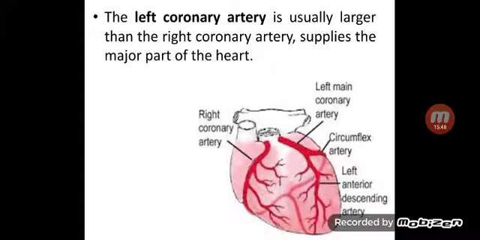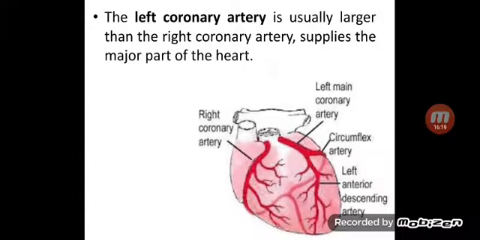The left coronary artery. The left coronary artery is larger than the right coronary artery. It is larger and supplies the major part of the heart, the major part of the left atrium, the left ventricle, and even the septum, the ventricular septum. The origin is from the left posterior aortic sinus. The left coronary artery arises from the left posterior aortic sinus.